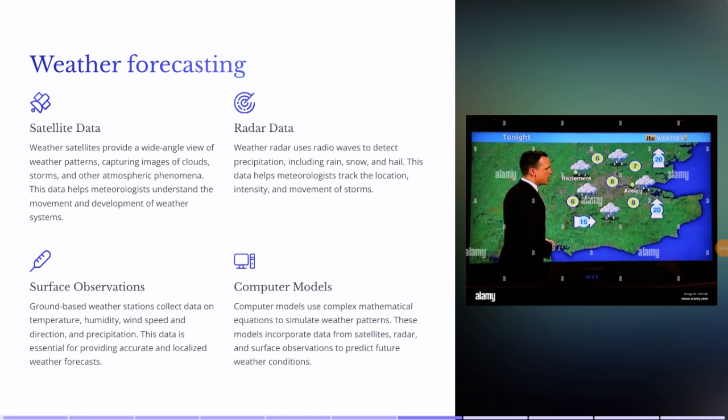Computer models. Computer models use complex mathematical equations to simulate weather patterns. These models incorporate data from satellites, radar, and surface observations to predict future weather conditions.